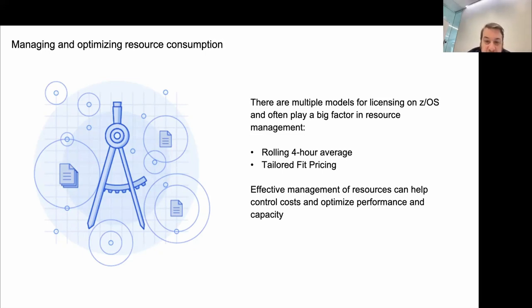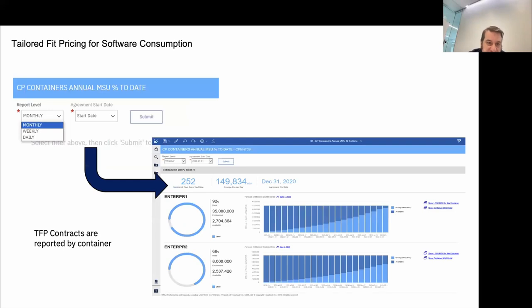We are seeing a lot more customers adopt tailored fit pricing for software, which does change the dynamic of how you want to manage your workloads and how you want to or have an understanding of what is important that's running on your system. We can help you there by providing visibility into the resources that are being controlled, help you identify where there might be inefficiencies in that environment and help you optimize performance and capacity and make sure that you're getting the most out of the workload that you're running.